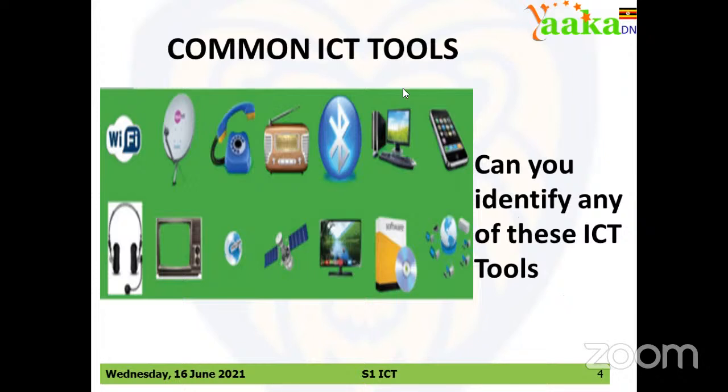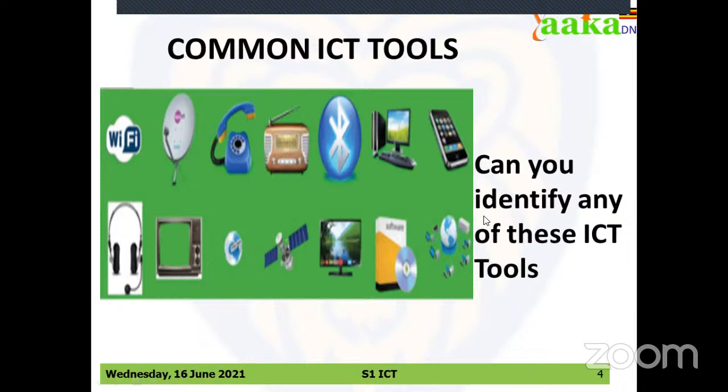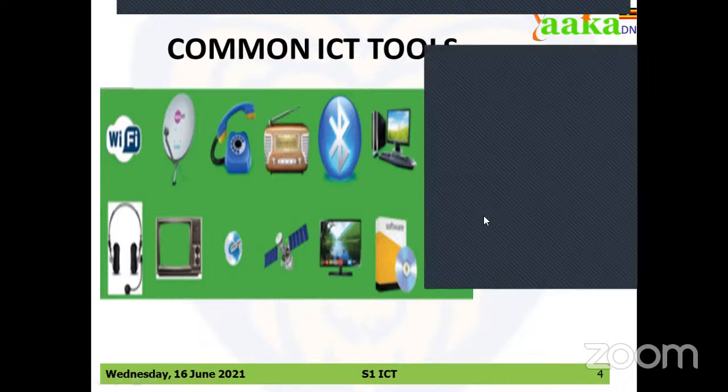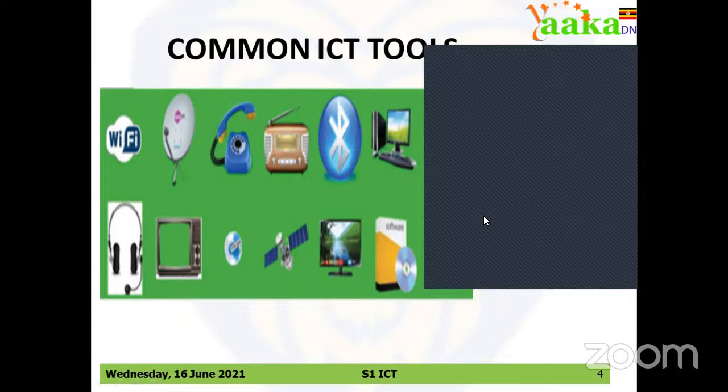I want us to be active in this so that we can move faster. You have used the phone to send a message? Yes. Daniel, have you used the phone to send a message? Yes, I have. Miracle, have you used the phone to send a message? Miracle, unmute and speak. Okay. Yes, I have. Now I want us to use that scenario of a phone to extract the word ICT from it.